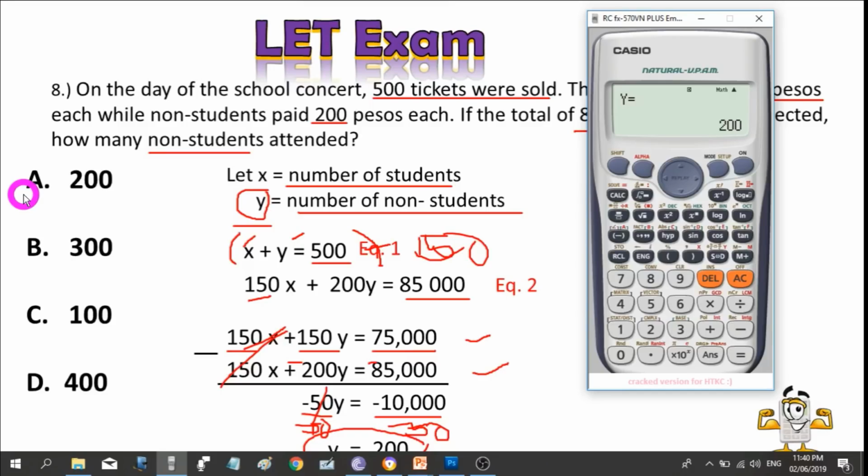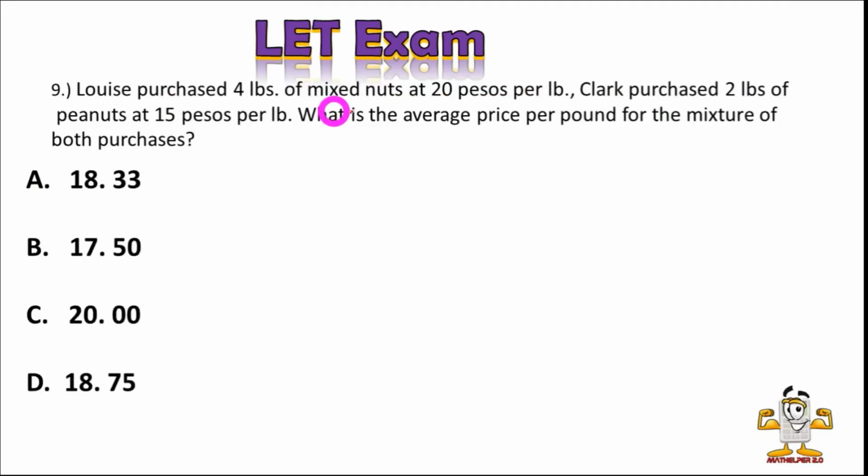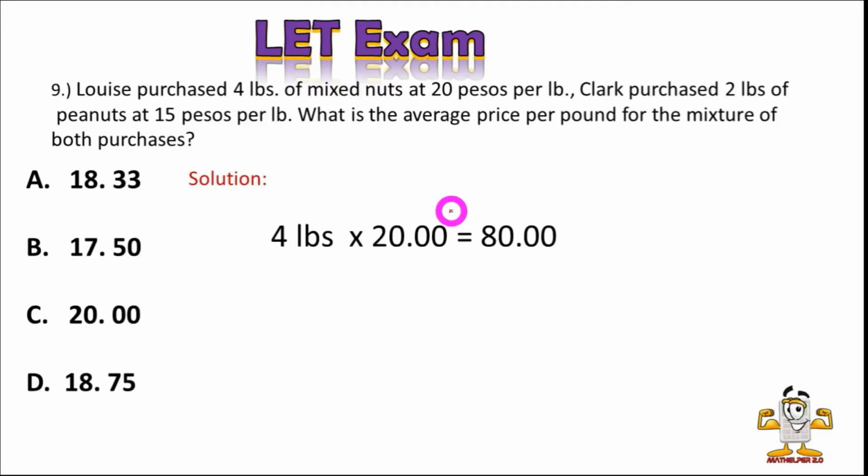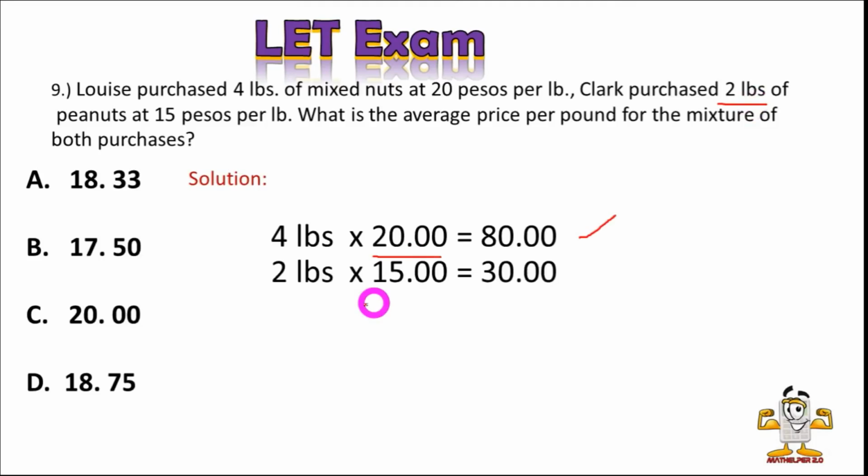Number 9. Louis purchased 4 pounds of mixed nuts at 20 pesos per pound. Clark purchased 2 pounds of peanuts at 50 pesos per pound. What is the average price per pound of the mixture of both purchases? So, solution. Louis bought 4 pounds which is cost 20 pesos. So, 4 times 20, so 80 pesos. While Clark purchased 2 pounds of peanuts at 15 pesos. So, in all is 30 pesos.